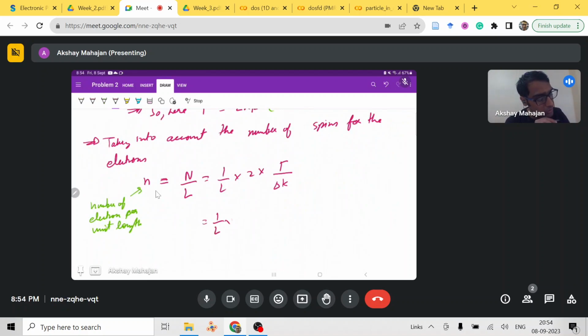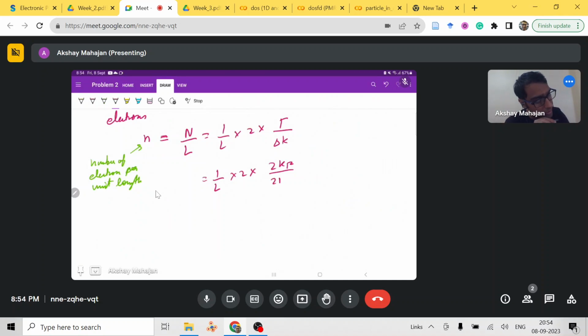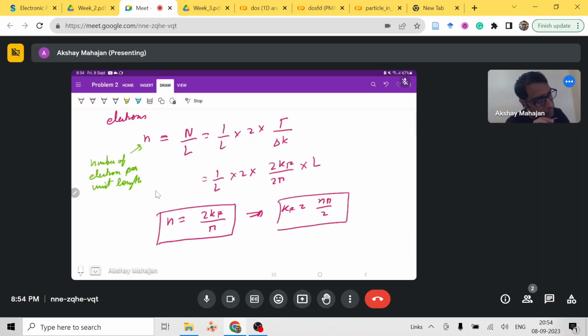I will just put this value, it is 1 by L, gamma is 2 times kf, and delta k we have found is 2 pi by L. After cancellation we have n equals 2 kf upon pi. So this is the relation between n and kf, or I can write kf equals n pi by 2. Right, so this is the relation in case of 1D.